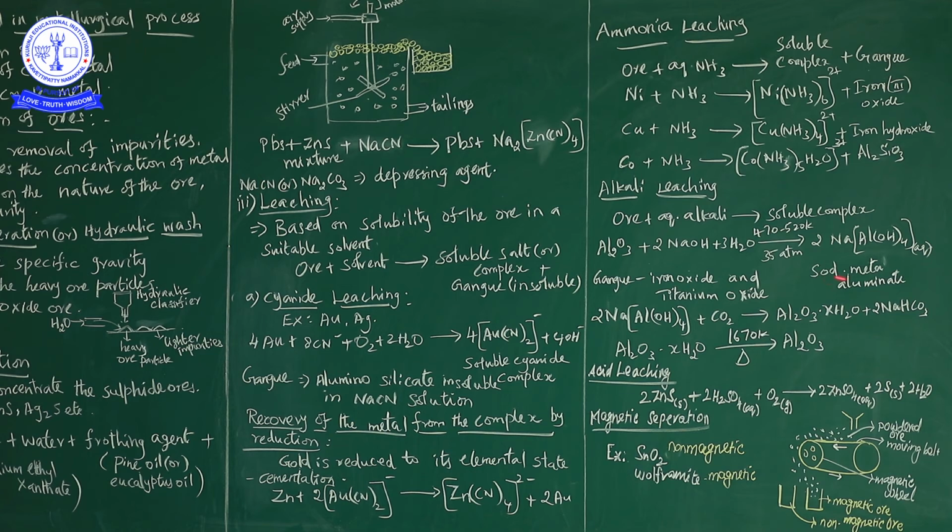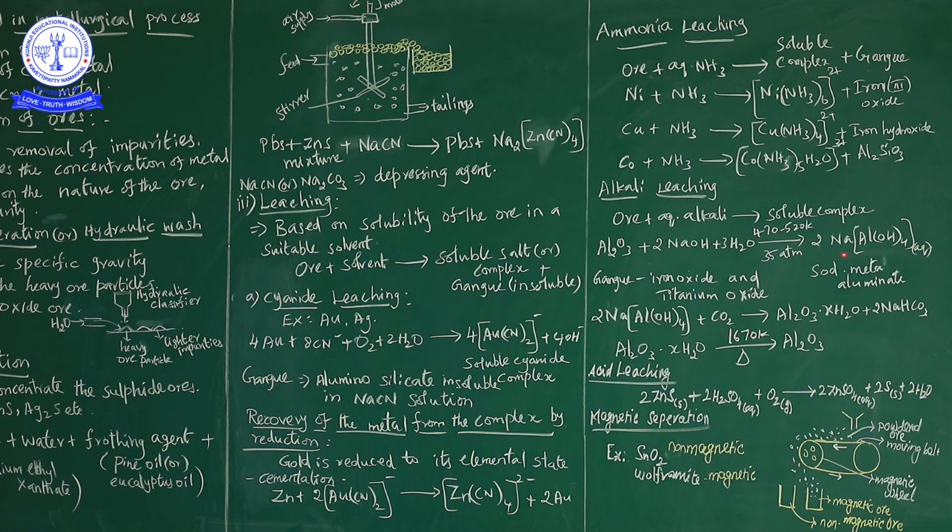So we obtain the solution. The sodium meta-aluminate is in the form of filtrate, and the gangue particles are present in the precipitate. The gangue is insoluble, so it is present as a precipitate settled at the bottom. The solution is decanted, meaning filtered, and then cooled because it was heated to 470 to 520 Kelvin. The hot solution is filtered and cooled, and it is neutralized by passing carbon dioxide.